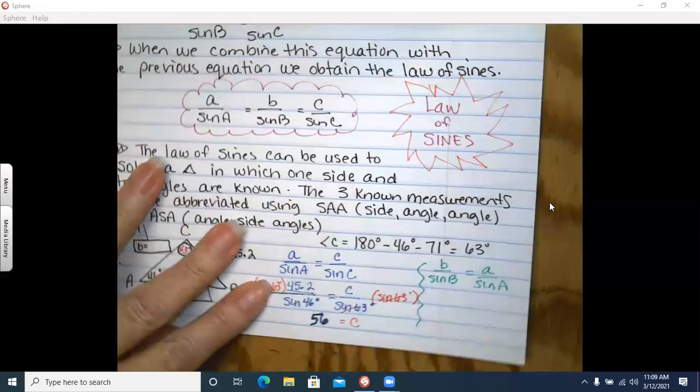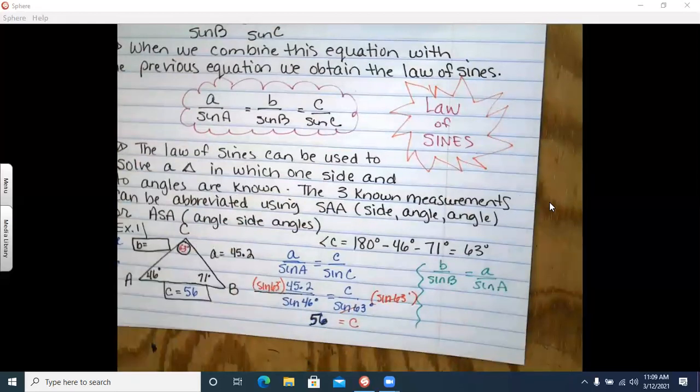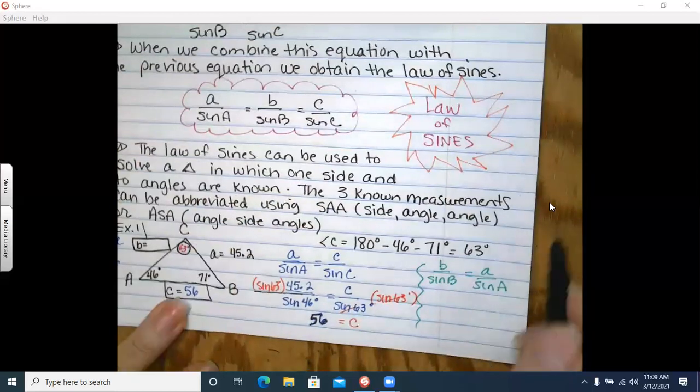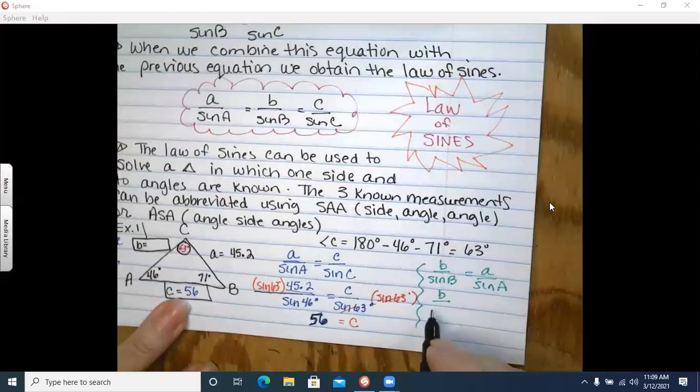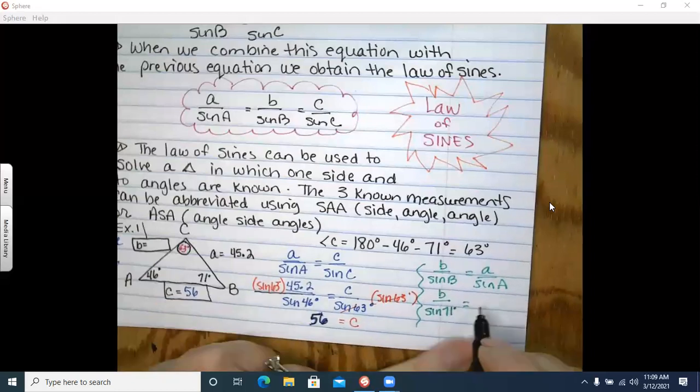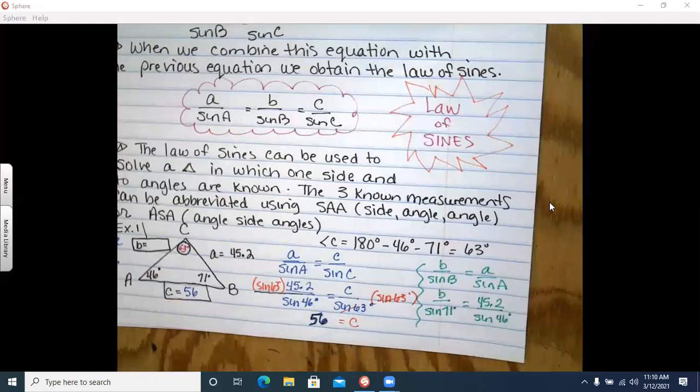Okay, so I don't know b. And I'm looking for the denominator, the sine of 71 degrees, equals a, which is 45.2, over the sine of 46 degrees. I want to get b by itself, and b is being divided by the sine of 71 degrees. So what would I do? Multiply by the sine of 71.